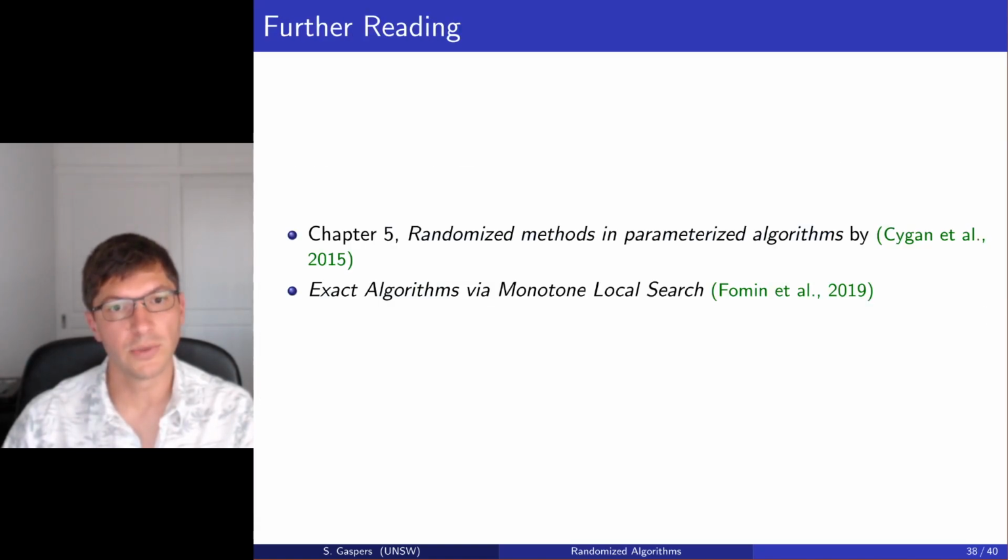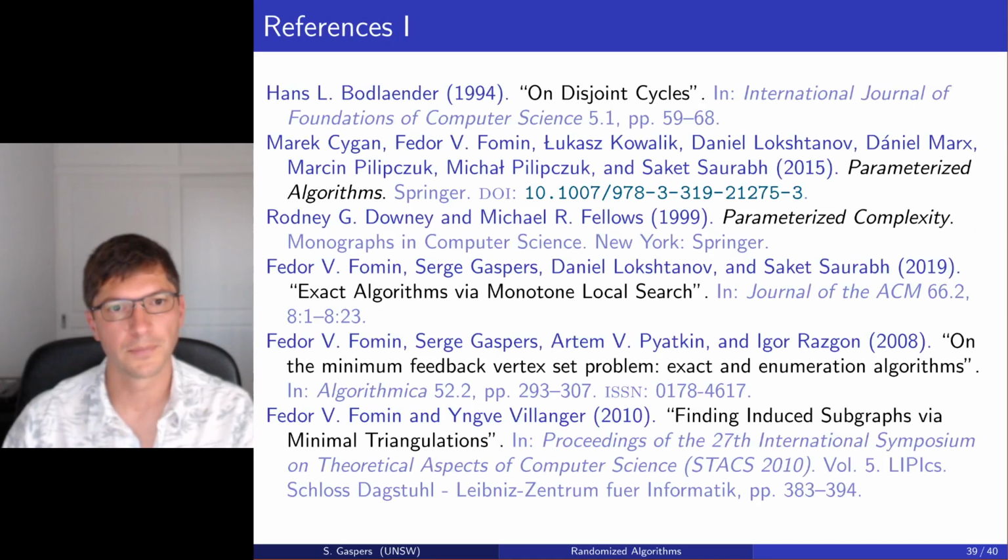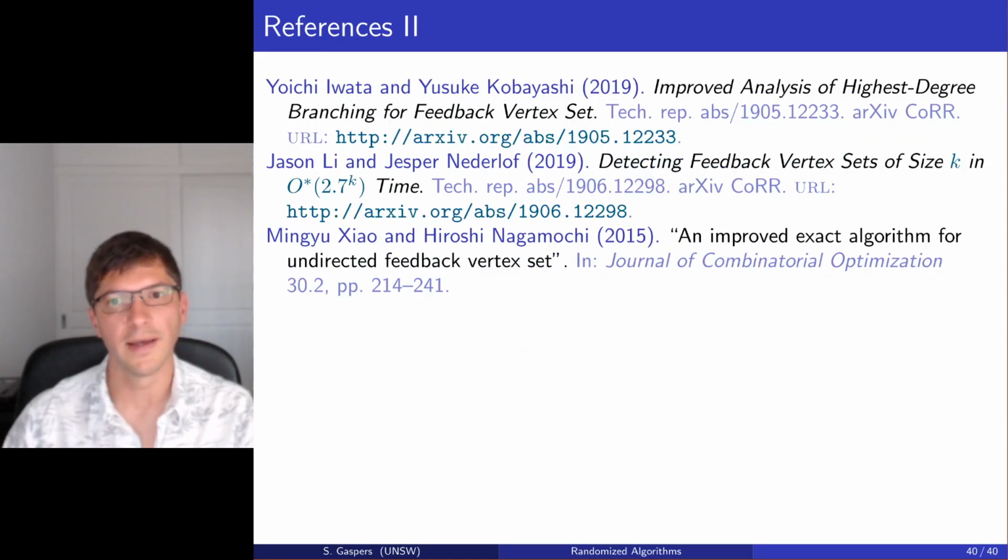Okay, and you can read more about randomized algorithms in chapter 5 in the Parameterized Algorithms book, and also in the paper Exact Algorithms via Monotone Local Search. These are the references, and that's it for today.